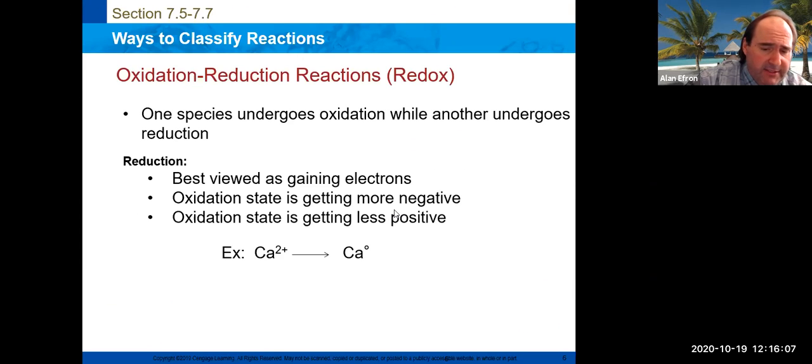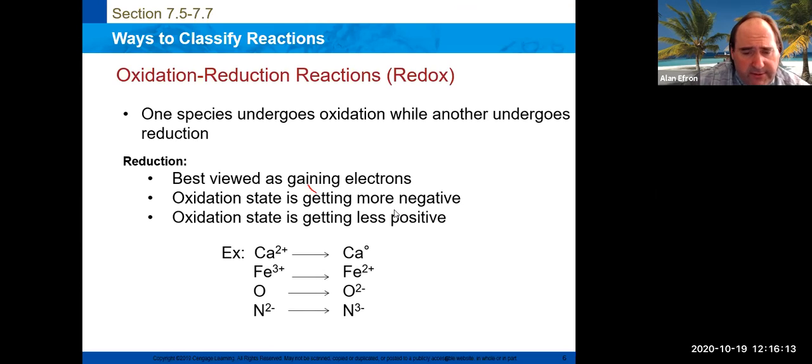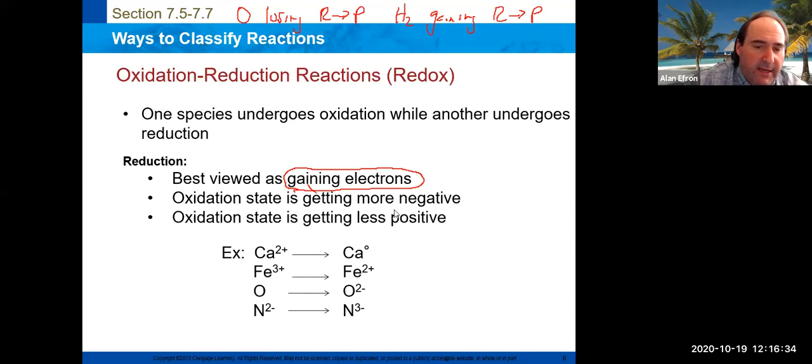Now, reduction, as I mentioned before, is usually, the definition that you'll use is our gaining of electrons. But again, if you're dealing more with nonmetals, it also can mean oxygen that you're losing from reactants to products, or hydrogen that you're gaining from reactants to products. So again, these are two definitions of reduction, but for our purposes, and for most of your general chemistry purposes, this definition here is what you're going to come across.